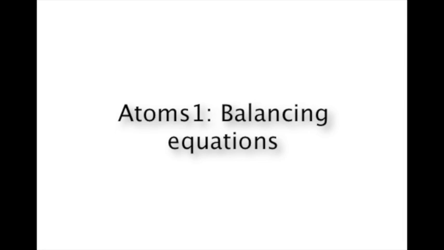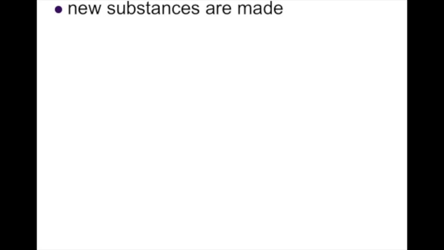Looking today at how you balance chemical equations. We use equations to show how new substances are made. So we start off with something called reactants. The reactants react together to produce the products. No atoms are created or destroyed in a chemical reaction, and there should be the same number of atoms of each type of element each side of the equation.